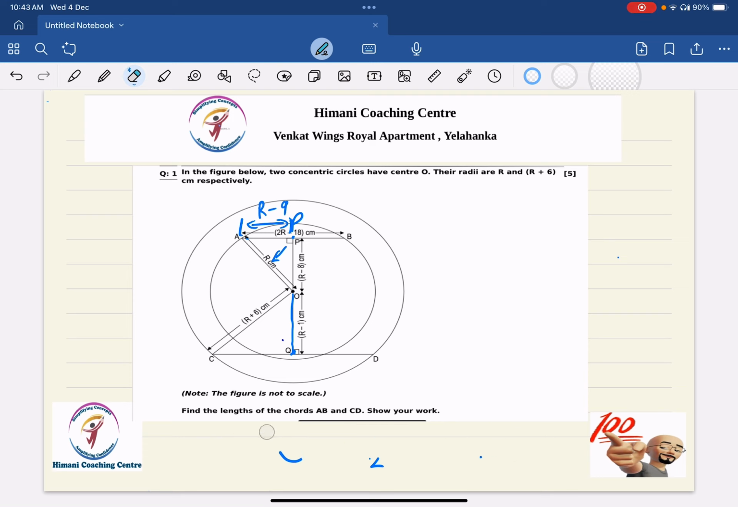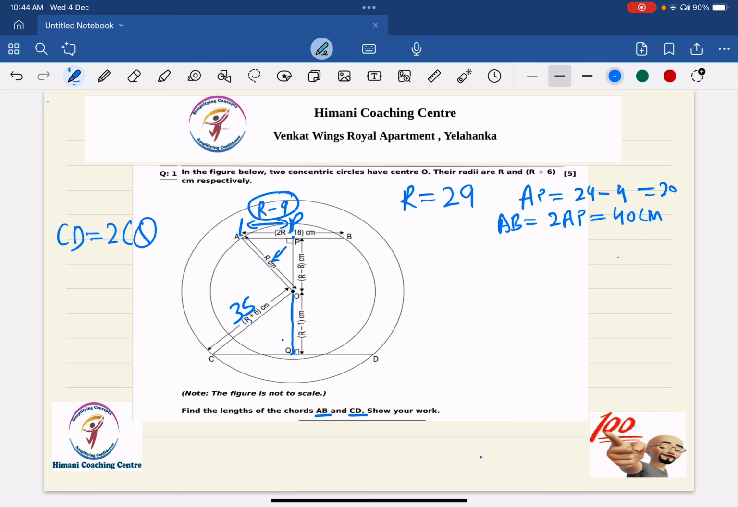Now we also have to find CD. For that, what will we do? We will find CQ using Pythagoras theorem, and twice of CQ would be equal to CD. So we know that CD is equal to twice of CQ. Now if you look at the triangle, this is R plus 6. So that is 29 plus 6. This becomes 35. This is R minus 1, which is 29 minus 1, which is 28.